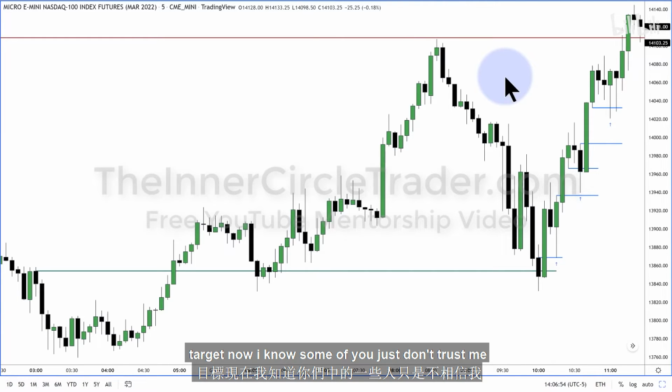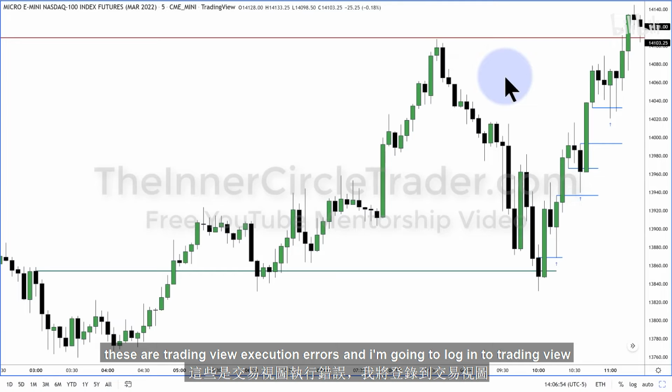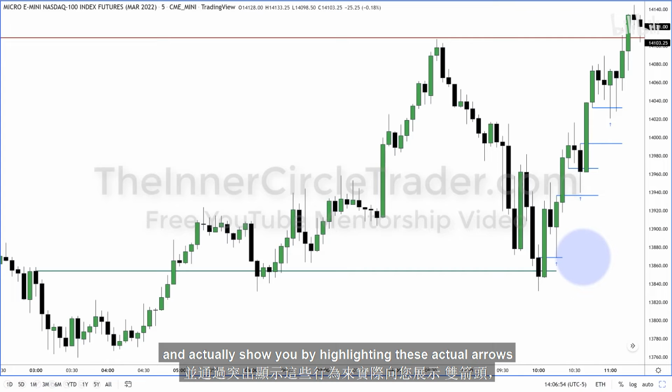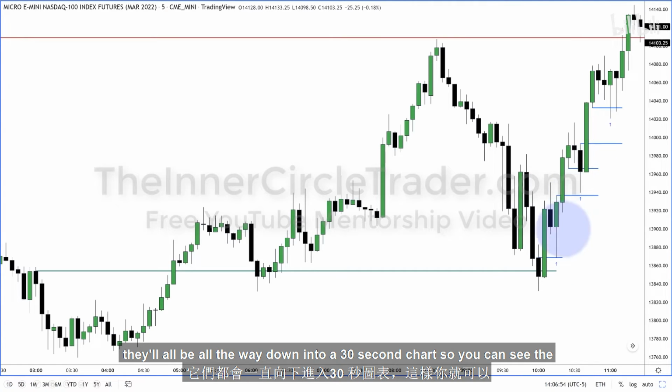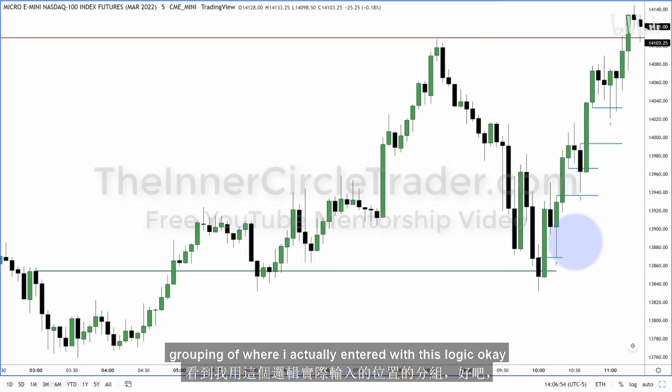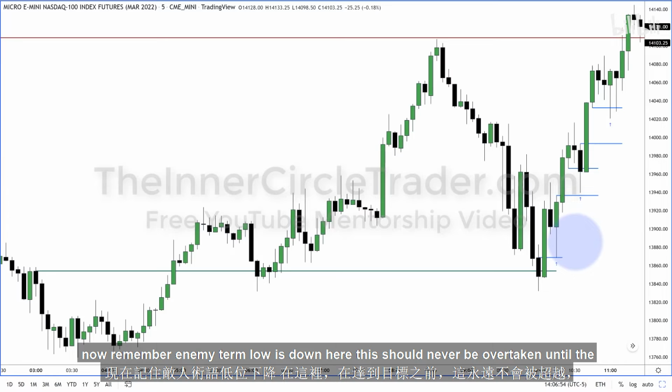Now, I know some of you just don't trust me. These are TradingView execution errors, and I'm going to log in to TradingView and actually show you by highlighting these actual arrows. But I'm going to take you down into the charts, now all the way down into a 30-second chart, so you can see the grouping of where I actually entered with this logic.